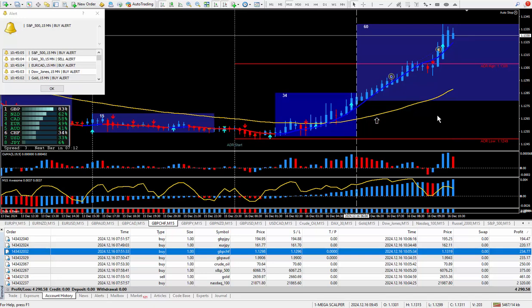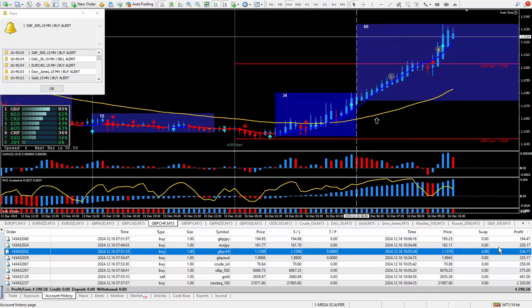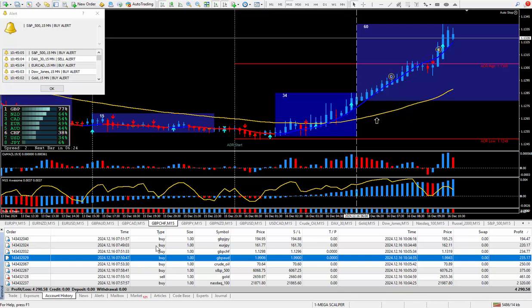So let's see now. I took the trade at this point, closed it out here, just being happy with about 20 pips, and that paid out $234.